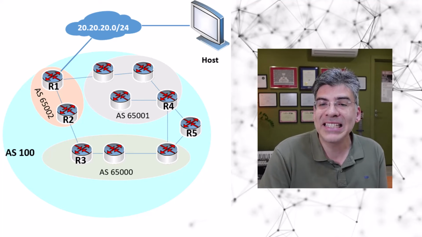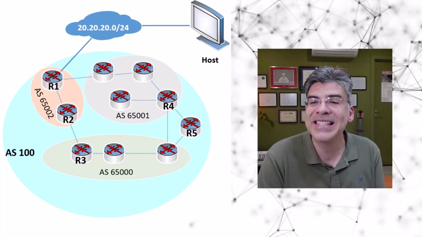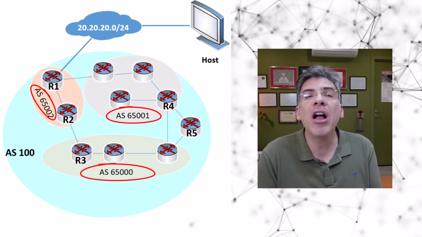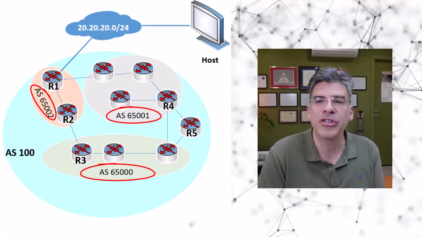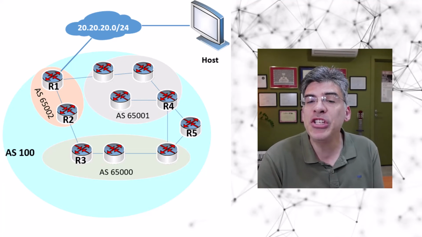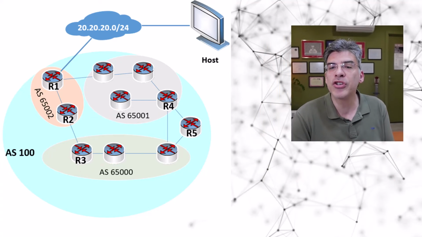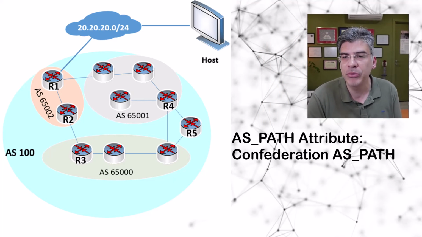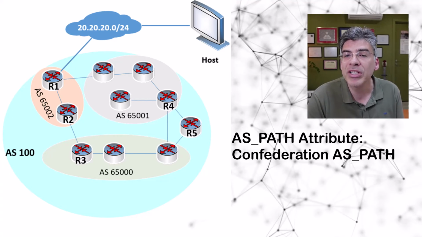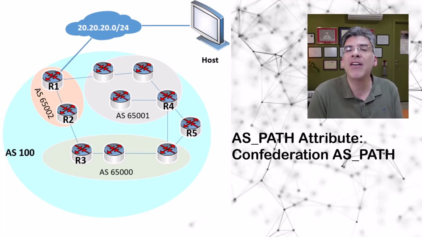Now, one last thing to keep in mind about confederations is that the AS numbers found within a confederation never appear outside of the confederation. They are only locally significant. Within a BGP confederation, an extended version of the AS path attribute, often referred to as the Confederation AS path, is used. That attribute works internally to keep track of the path information across different sub-ASs within the confederation.